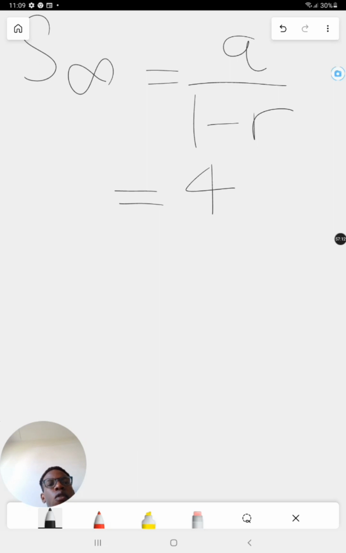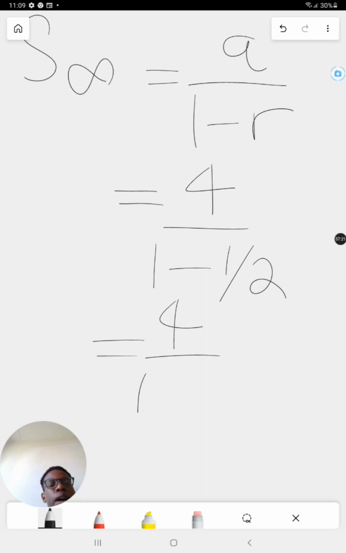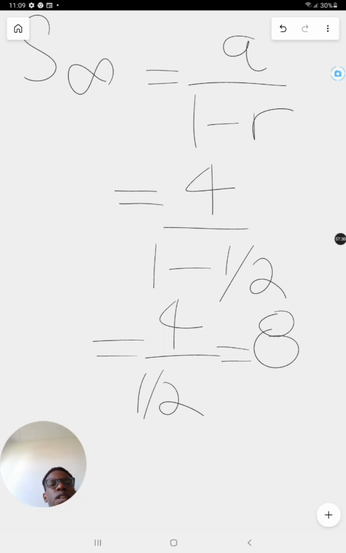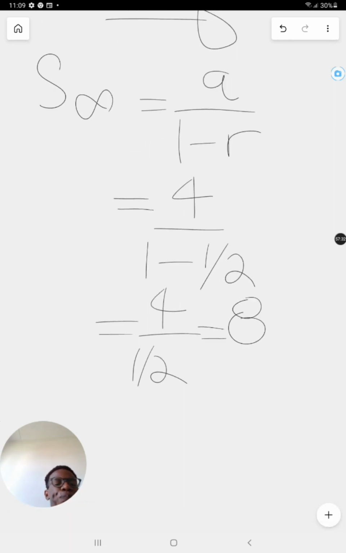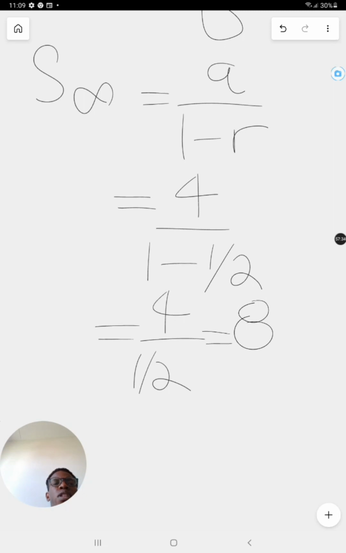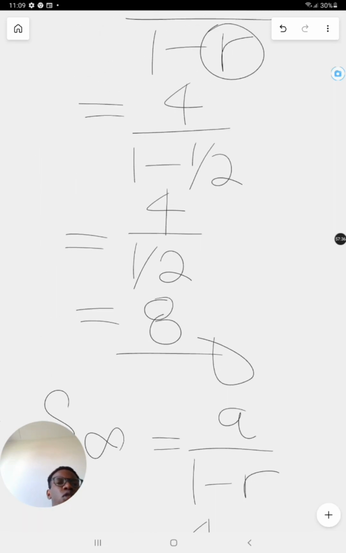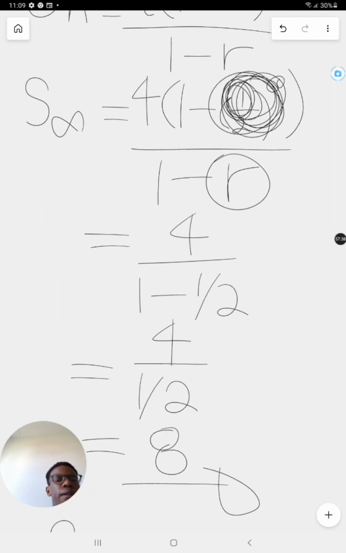Okay, so if you substitute into this equation, what is a? Remember, a is 4, and then over 1 minus r. r, we calculated, is 1 over 2, which is basically what we had on top. So 4 divided by 1 over 2, and that's going to give you 8. And this is your answer. This is your sum to infinity. You just take this equation, substitute the terms that have been given to you, and you get your answer. That's basically how you solve this.